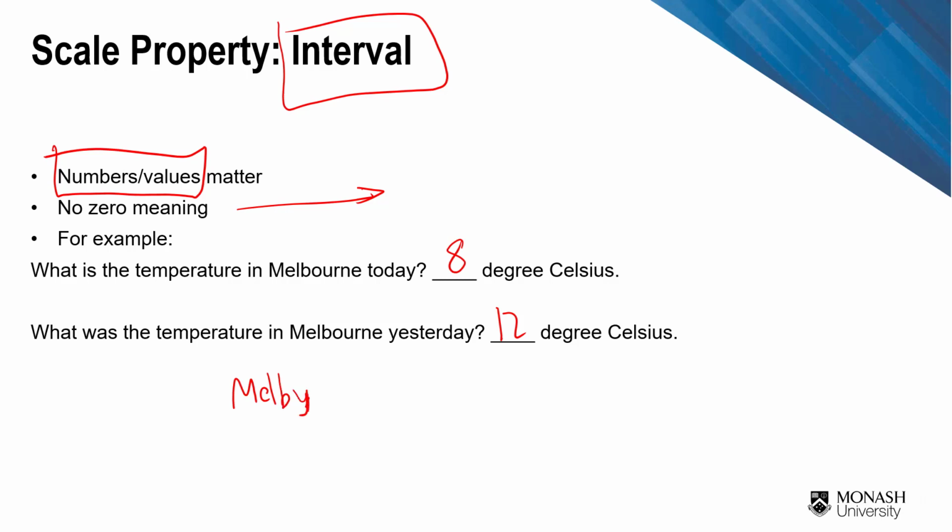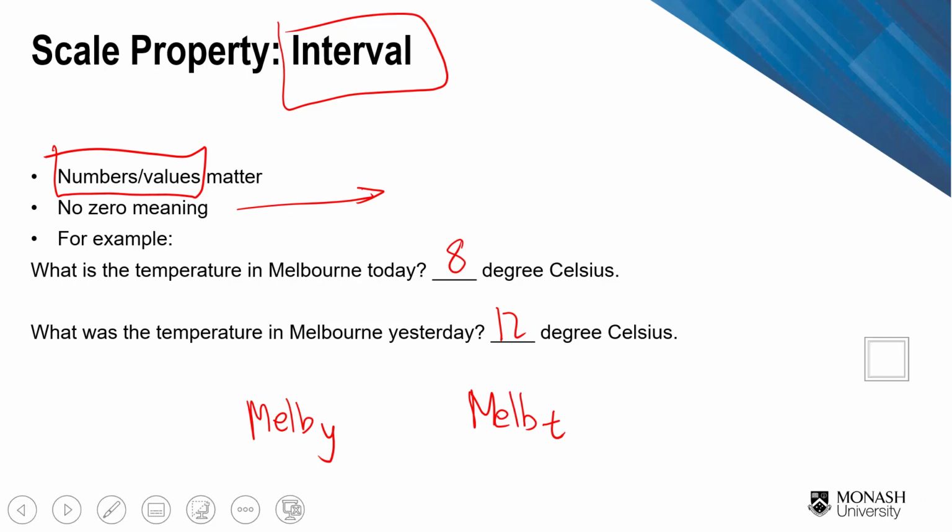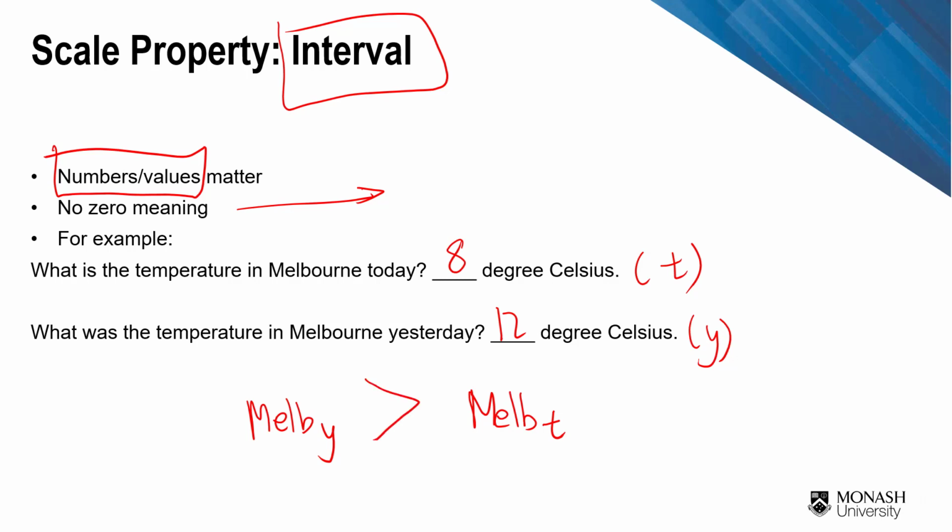The temperature in Melbourne yesterday. Okay, I'll just erase this. Melbourne yesterday and Melbourne today. I'm just going to put Y, where Y is for yesterday, and that's T. So we can say that the temperature in Melbourne yesterday is higher than the temperature in Melbourne today. Now why?